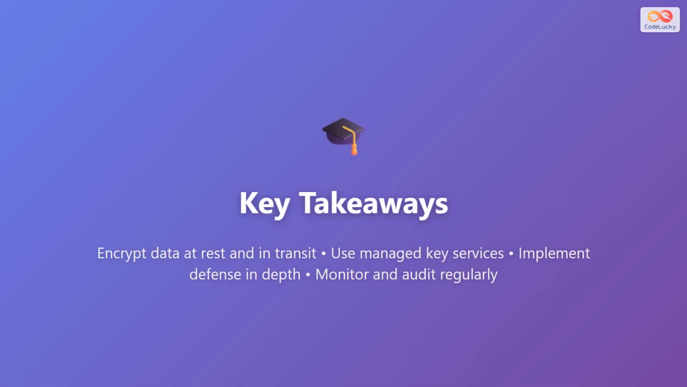Let's recap the key takeaways from this tutorial. Always encrypt data both at rest and in transit to ensure comprehensive protection. Use managed key services provided by your cloud platform to simplify key management while maintaining security. Implement a defense-in-depth strategy by combining multiple encryption layers and security controls. Finally, continuously monitor and audit your encryption implementations to detect issues early and maintain compliance. By following these principles, you'll build a robust encryption strategy that protects your cloud data effectively.